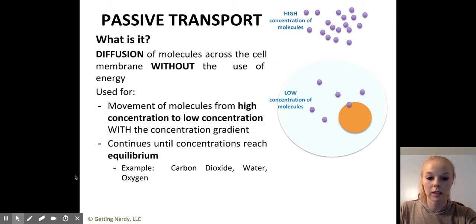Passive transport is the diffusion of molecules across the cell membrane. Diffusion means that no energy is needed for this to happen. This is used to move molecules from high concentration to low concentration. High concentration to low concentration flows with the concentration gradient. Passive transport continues until concentrations reach equilibrium, meaning both sides of the membrane have the same amount of molecules. Specific molecules that use passive transport are carbon dioxide and oxygen gases and water.